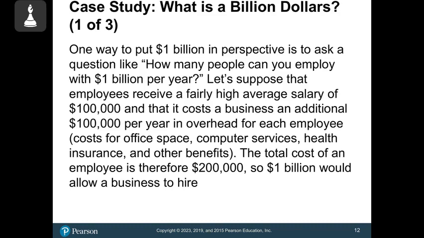So, let's say your employees were going to receive the salary of $100,000, and that it costs a business an additional $100,000 per year for overhead in each employee. So, for every employee you hire, you are going to have $100,000 that goes to their salary, and then $100,000 that goes for their office space, their health insurance, their retirement, and all things like that. So, what they're saying here is the total cost for any employee would be $200,000. So, if we wanted to figure out how many we could hire, we're going to see that on the next slide.